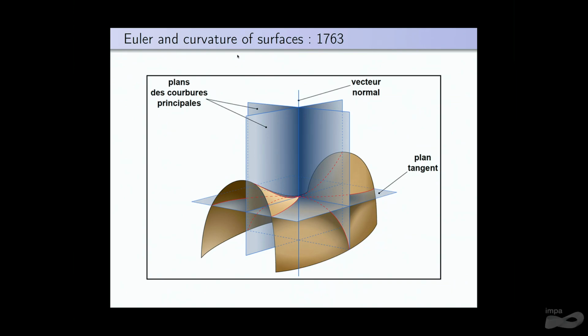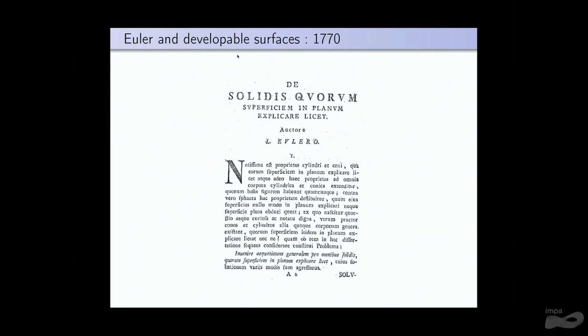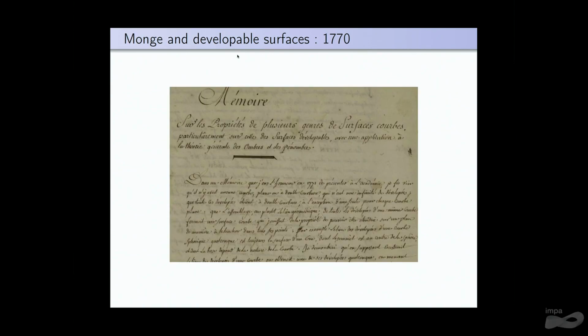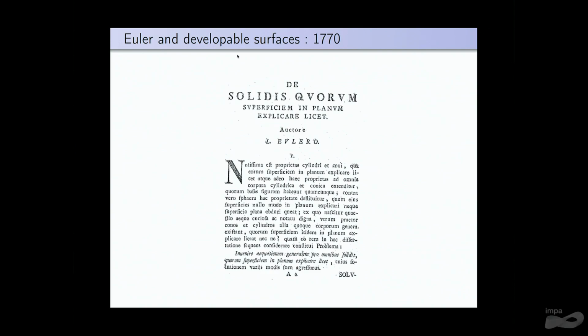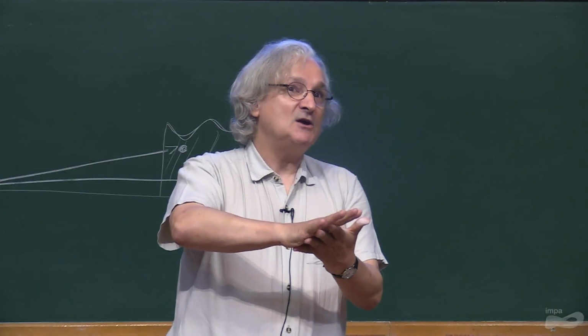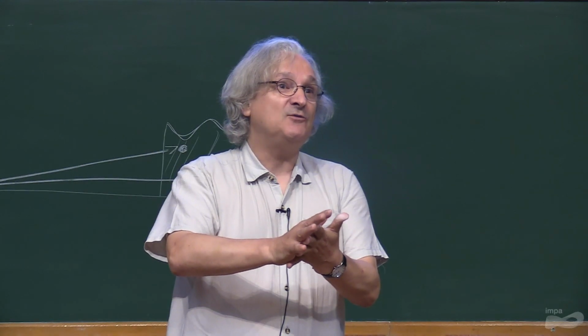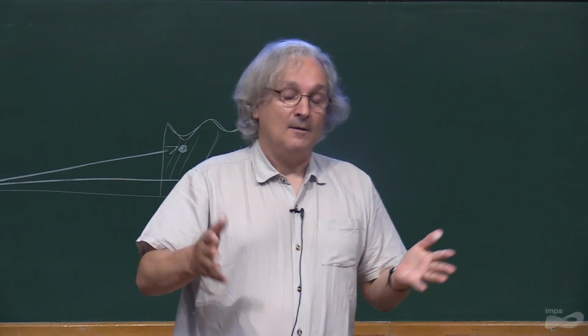Then I mentioned two papers, one by Euler. You can notice that he was writing in Latin. And at the same time, another paper by Monge on developable surfaces. This is a very natural question. You have a surface in space, and you ask yourself, is it flat? What does that mean to be flat? Can I cover my surface with a sheet of paper with no wrinkles? Can I put a sheet of paper on the surface in such a way that the surface is perfectly adapted to the sheet of paper with no wrinkle? Can I cover my surface with paper?